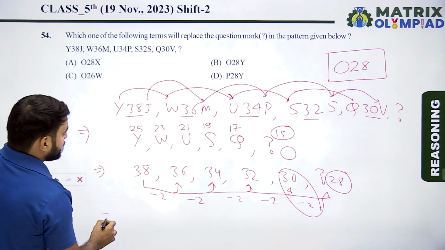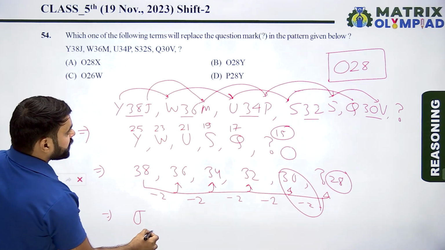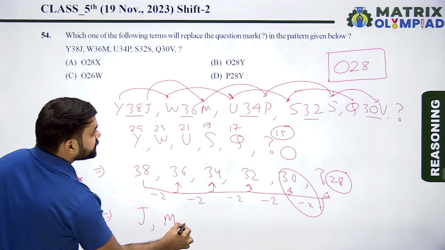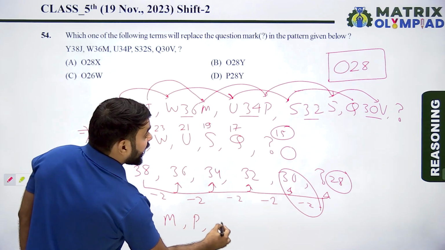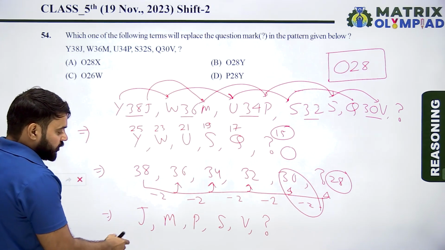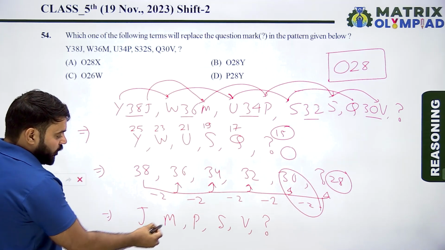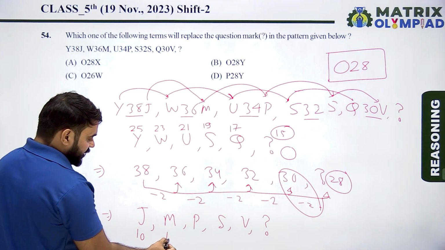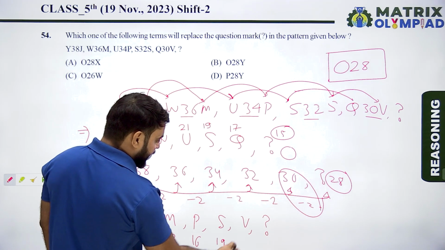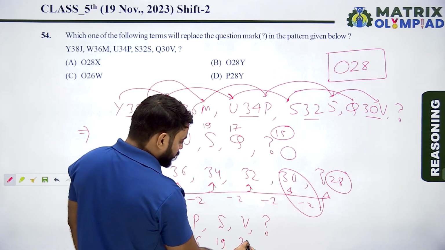Now choose the last alphabet of each term. So series is G, J, M, P, S, V, and next is missing. So position of J in English alphabet is 10. Position of M is 13. Position of P is 16. Position of S is 19. Position of V is 22.